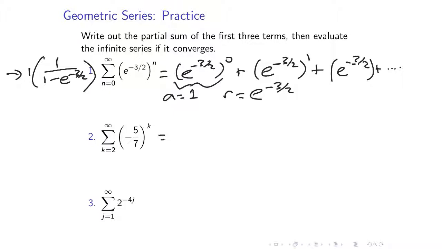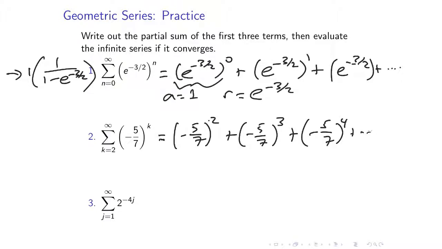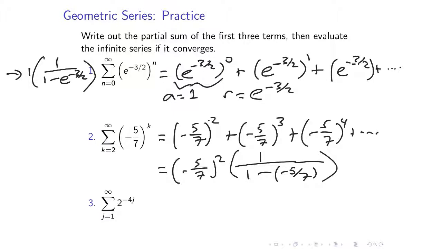The second one, it's easier to tell what the ratio is. The ratio is -5/7 there, and that again is between -1 and 1. But the first term here is not 1. If we were to write out a couple of terms to get some sense of what's happening, the first term is -5/7 squared, and the common ratio is -5/7. So again, a times 1 over 1 minus r.